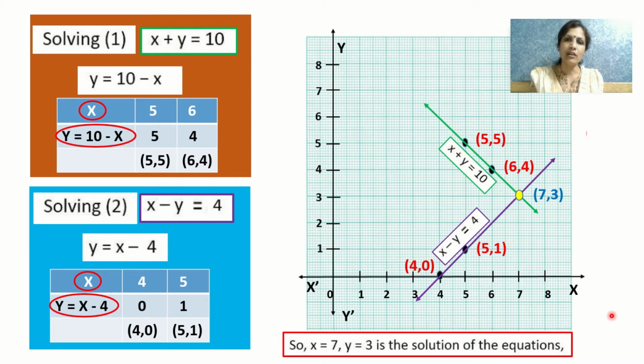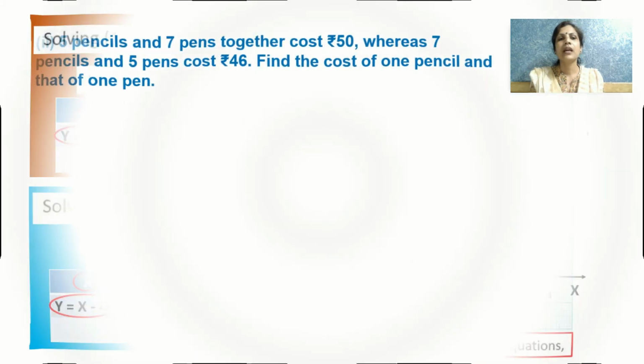X is number of girls, y is number of boys. So 7 girls and 3 boys, and we know that the total number of children taking part in the quiz is equal to 10. So our sum is correct. Moving to the next sum.